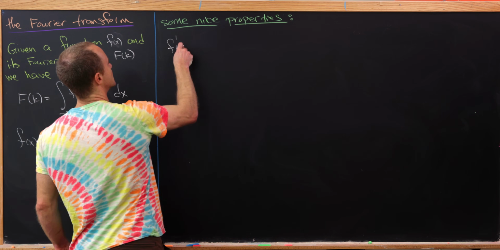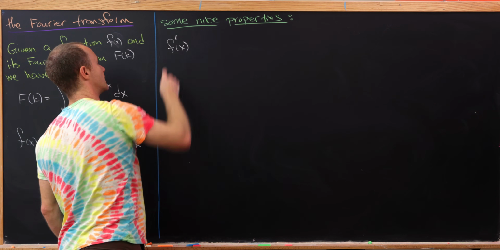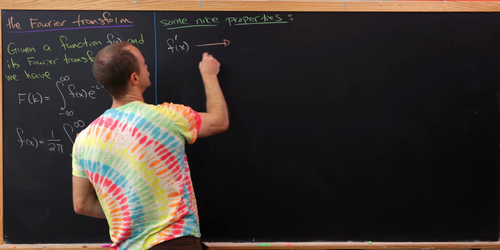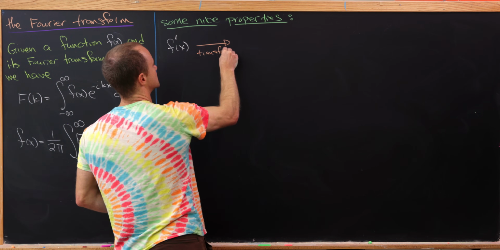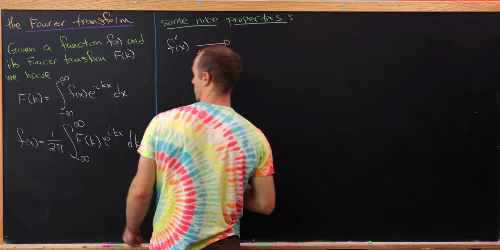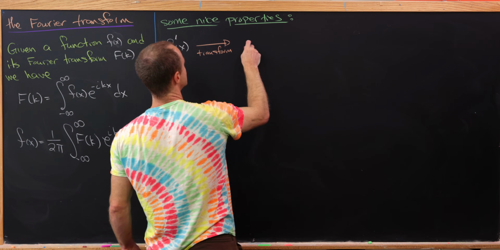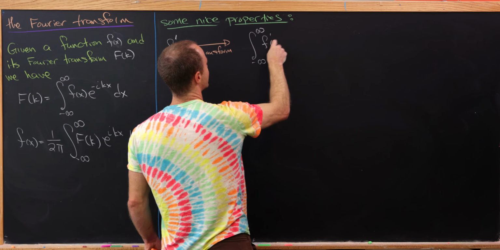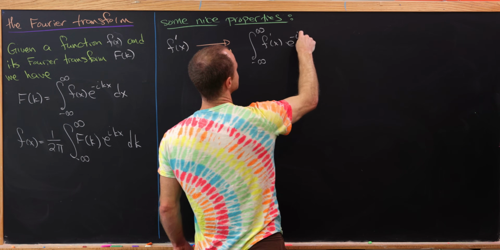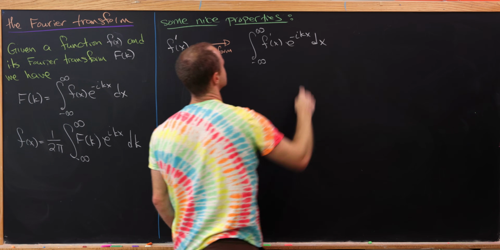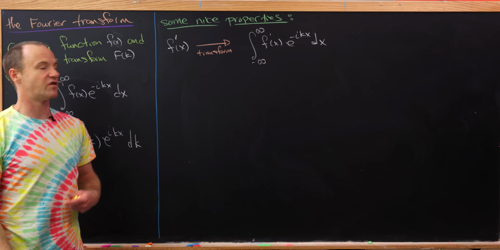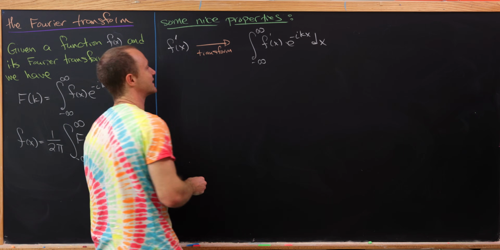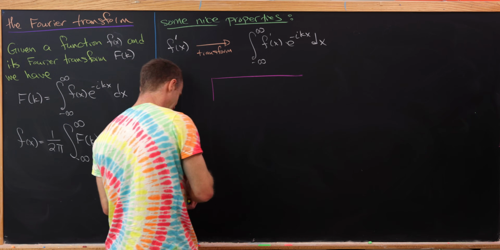So let's first look at what the Fourier transform of the derivative of f of x is. Let's say that this arrow is doing the transform. Well, we'll use our formula that we derived over here. So this should be equal to the integral from minus infinity to infinity of f prime of x e to the minus i k x dx. So that should output a function of k. Now, how are we going to attack that? We're going to do it with integration by parts. So let's see if we can get that set up.